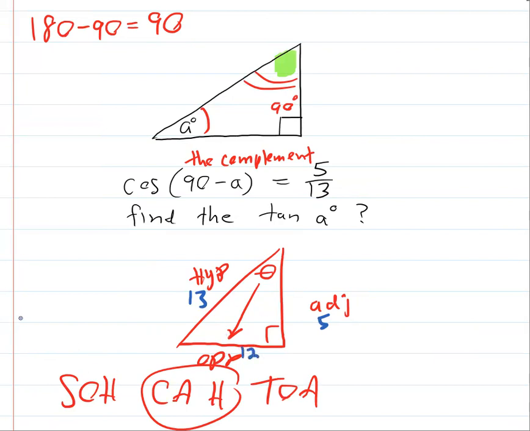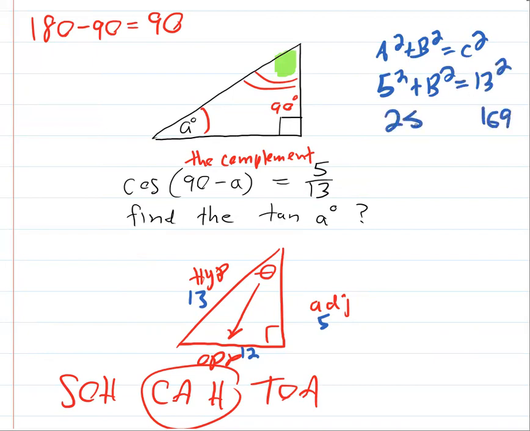If we didn't, we could use the Pythagorean theorem to find that. We could say, because a squared plus b squared equals c squared, we could say 5 squared plus the one that we don't know squared equals 13 squared, and solve that out.